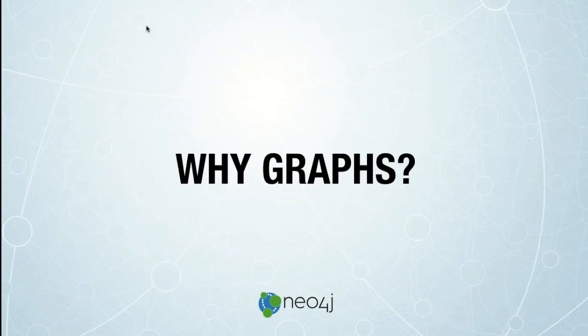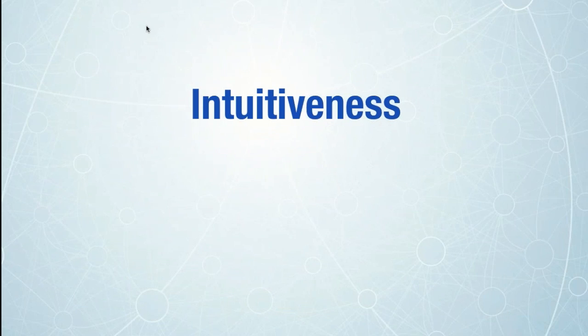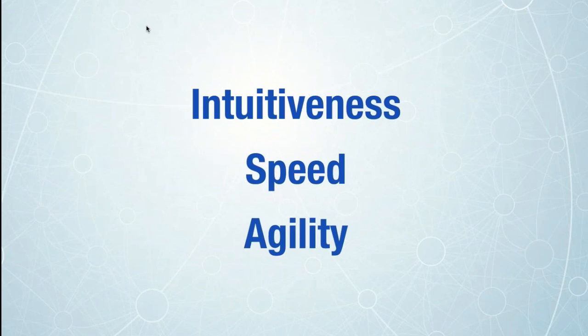Okay, so what is it that people are using graph database for? We've looked at the use cases, but why do they then stick with it? Why a graph? There are a number of characteristics of a graph database that once you get into it become compelling. They're very intuitive, they're very fast, and they're very agile. And we'll look at each of these in turn.